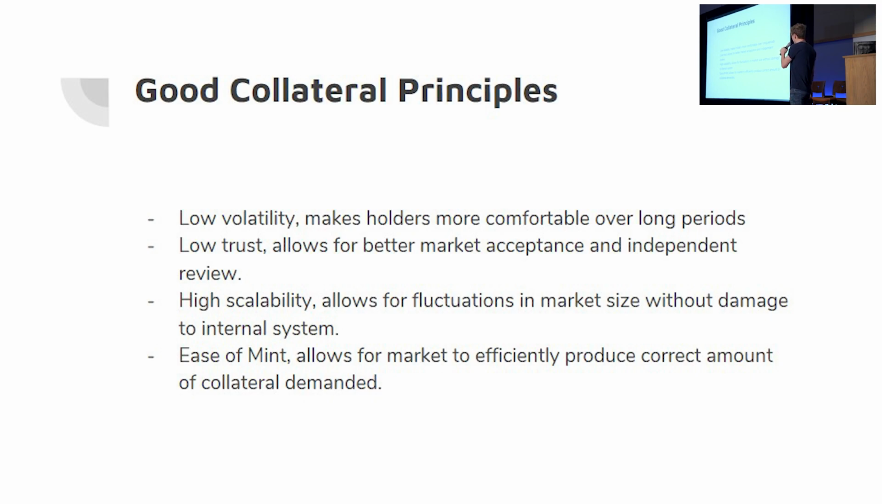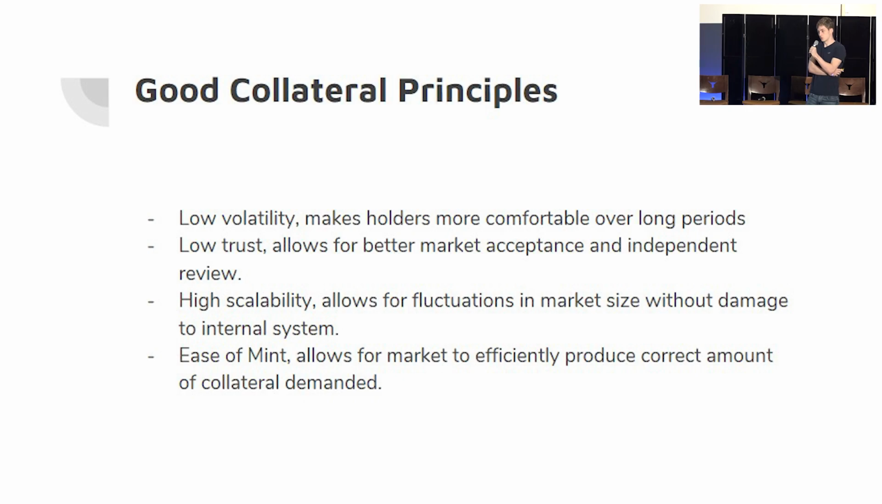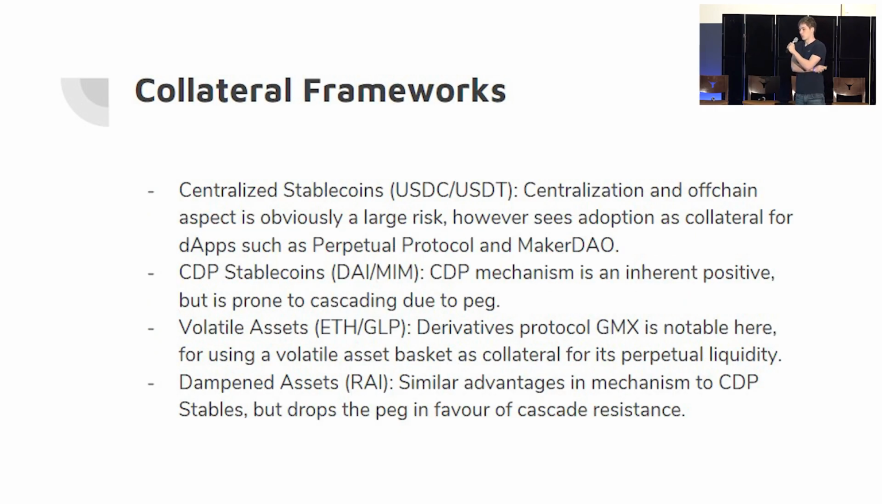And then ease of mint. We'll talk about minting and burning later on, but for something like USDC, only Circle controls what's being minted and what's being burned, and then the market has to control where these tokens flow, which is fine, but it's even better when the market can control it. We'll get into things like DAI, where the market can control how to print more supply and get supply off the market. So those are some good collateral principles. Let's get into the frameworks.